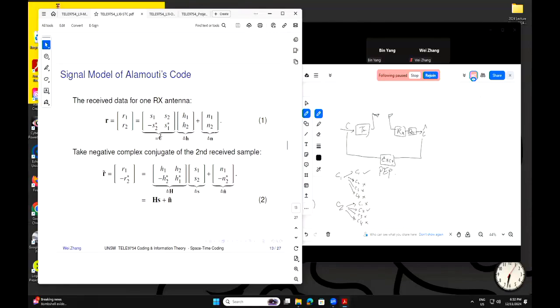Or you may get S1 wrong in the detection, then also C hat is not equal to C. Or in some cases, the worst case, S1 and S2 are both decoded wrong, then your C hat is not equal to C. So you can see that in many cases, that is a detection error. You can get this one.